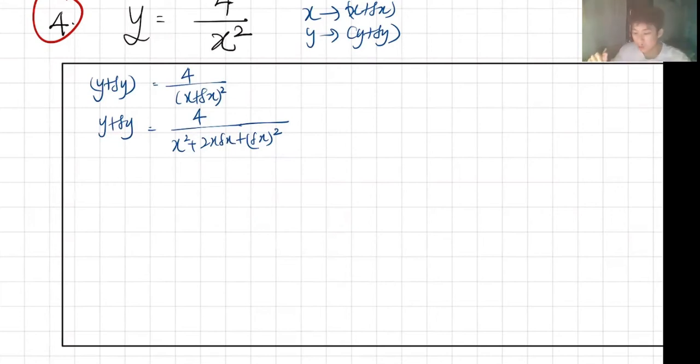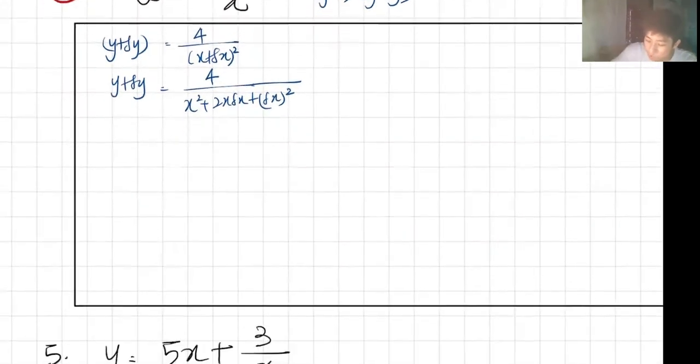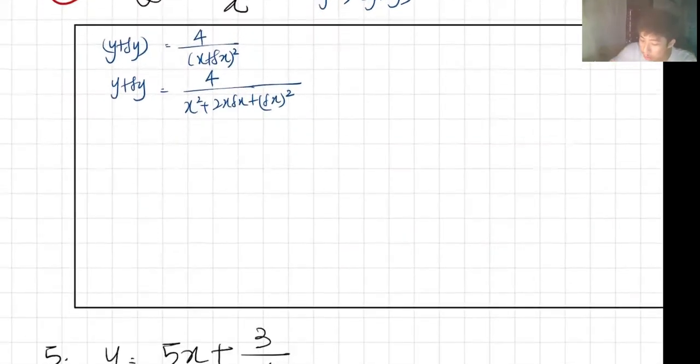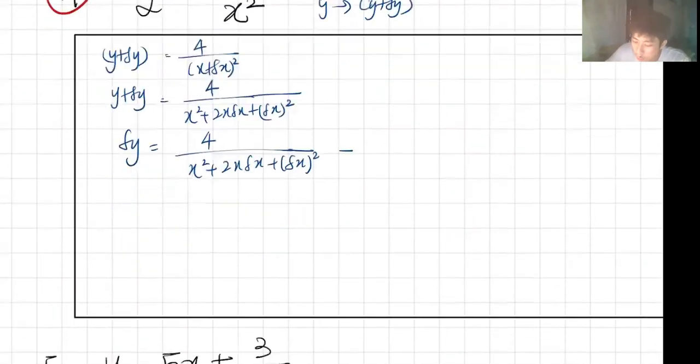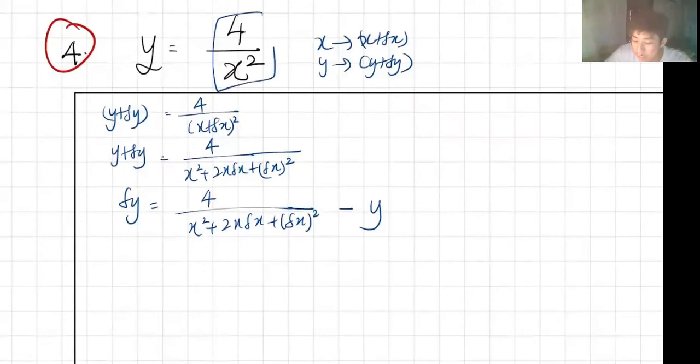Okay, so what I want you to do now is the same steps again. Shift the y over. What I get is x squared plus 2x delta x plus delta x squared minus what is your y, which is 4 over x squared. Why is this? Because I bring y to the right hand side for minus, so I get minus y. And then I know y is actually 4 over x squared.